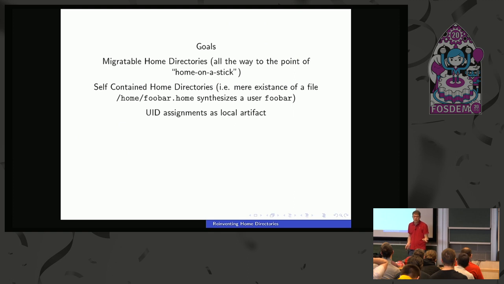I already mentioned this, that I want UID assignments to become a local artifact, right? At the moment you log in, the UID gets assigned, and it's valid for this local system. When you move the home directory to another system, then ideally you get the same UID, but it actually doesn't really matter. If it's taken there already, you get a different one, and we deal with this nicely. So UIDs become local artifacts.